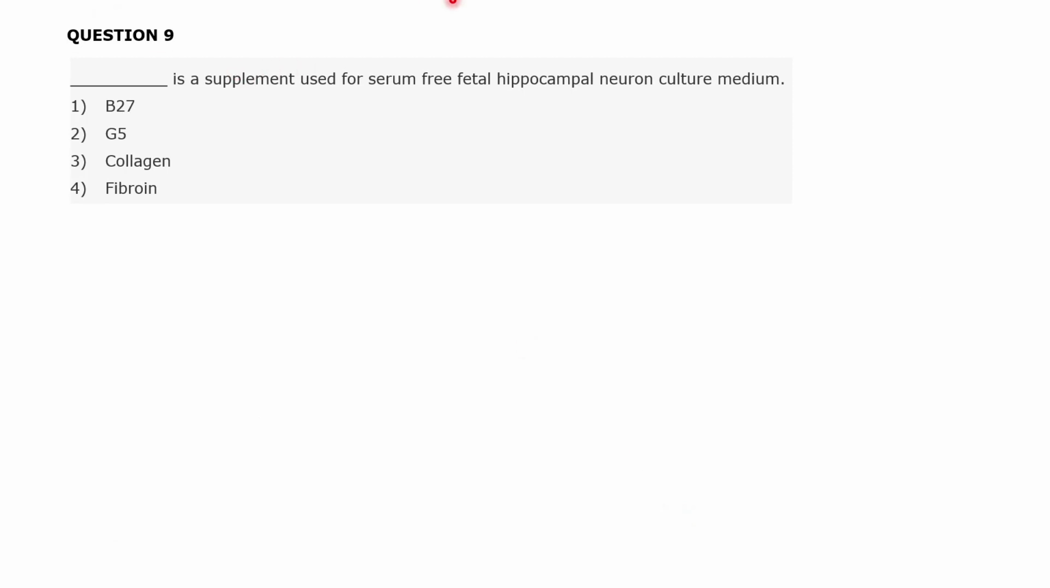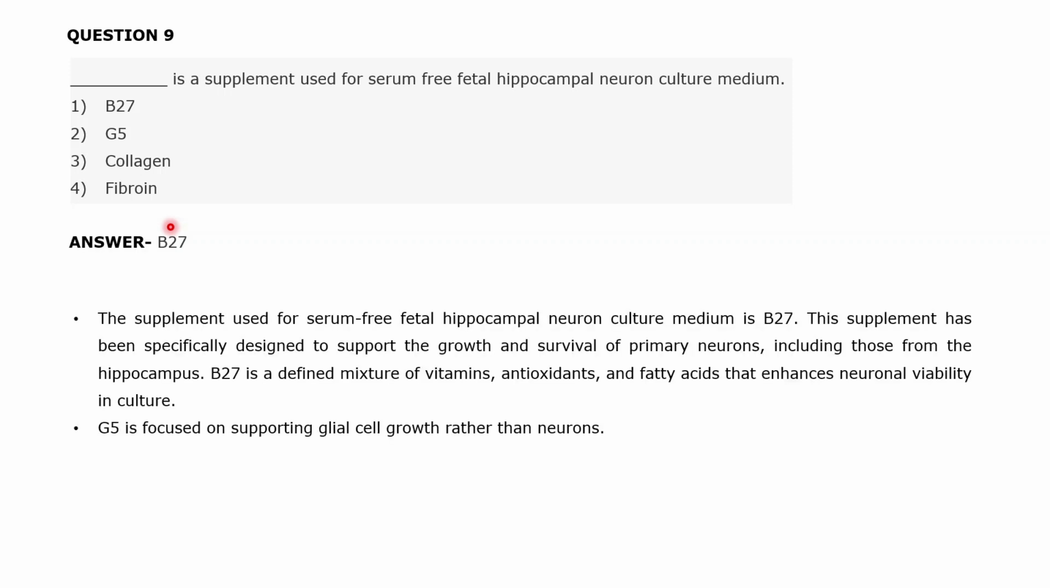What is a supplement used for serum-free fetal hippocampal neuron culture media? B27, G5, collagen or fibroid? Okay, I am getting option number 1, B27. Any other option? So basically you are right, the answer is B27.